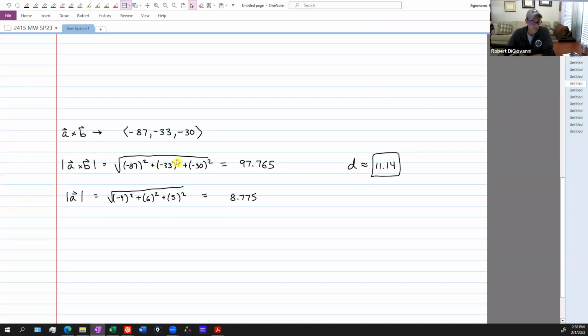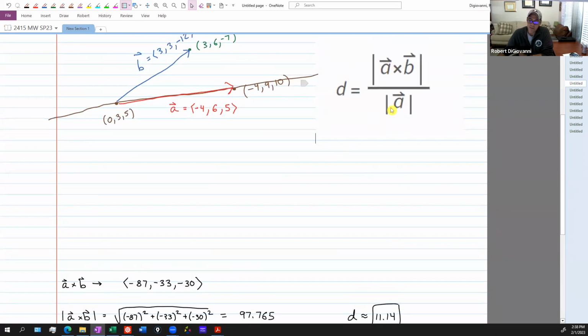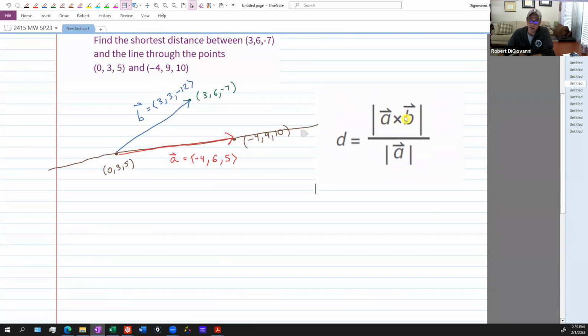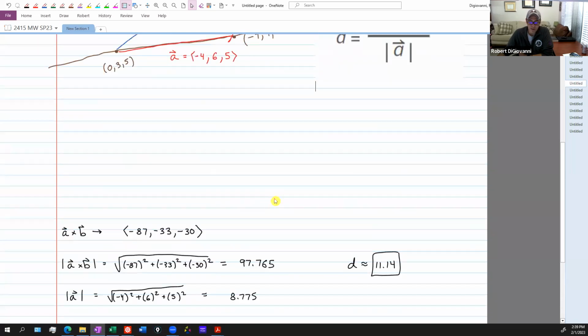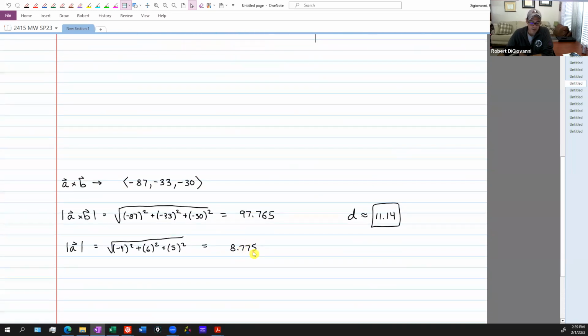So I did that in Wolfram, and I got 97.765. So that's the numerator of the D over here. I took the cross product of the vectors and I took the norm, or the magnitude. Then I took the vector A and I took its norm on Wolfram and I got 8.775. Then I did this on my calculator to divide the two. I got 11.14.